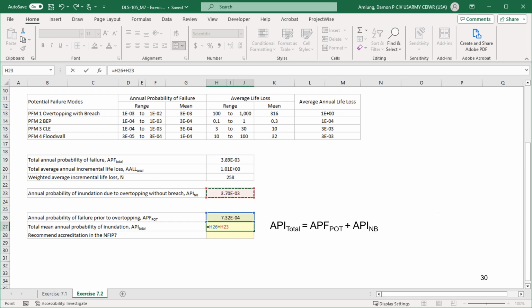Next, we calculate the total mean annual probability of inundation, API total, which combines the APF for all prior to overtopping risk driving potential failure modes with the annual probability of inundation due to overtopping without breach.